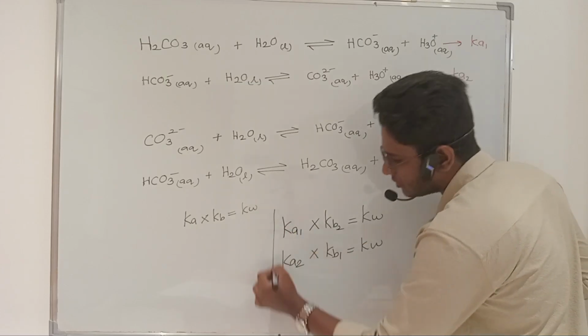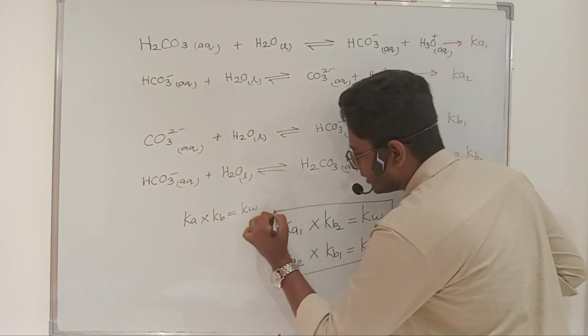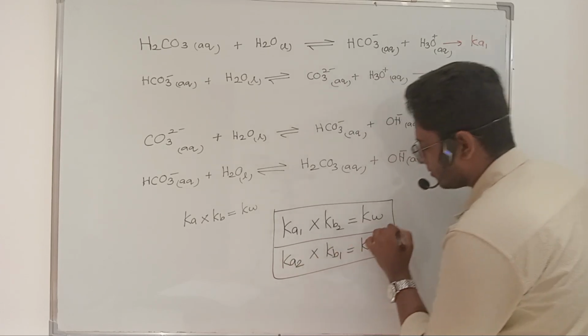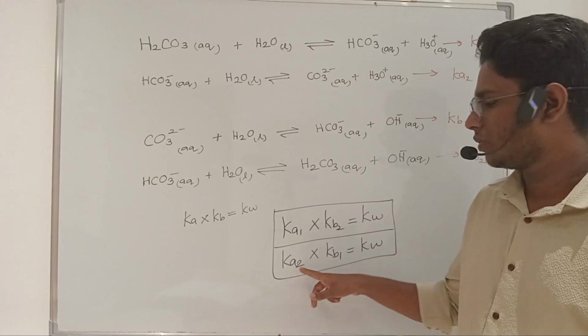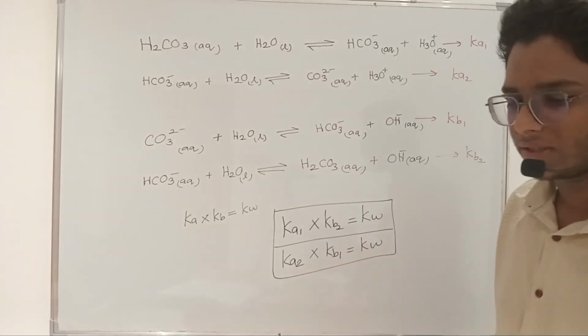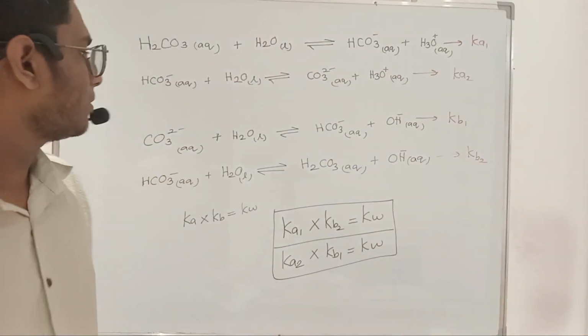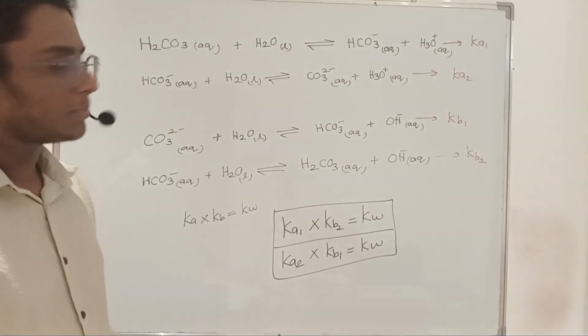So you'll have to remember these two equations because that is very important when doing the titration question. Ka1 into Kb2 is equal to Kw, and Ka2 into Kb1 is equal to Kw. That you have to remember. So again, I'll brief it quickly.